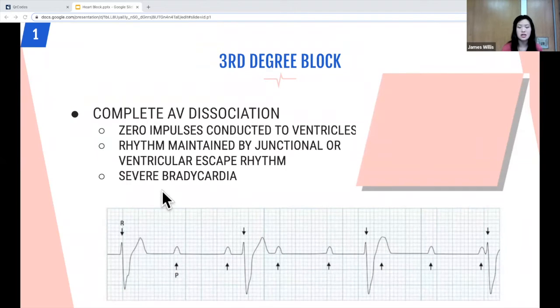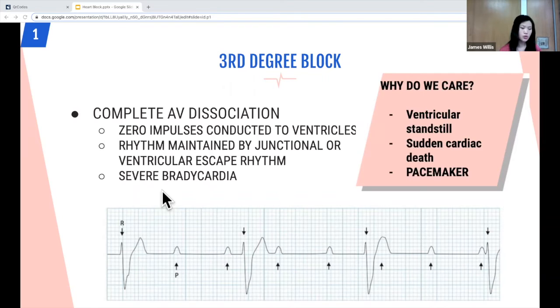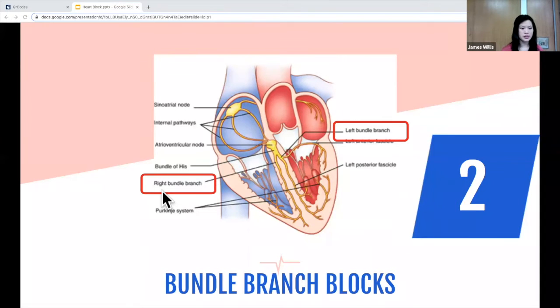Causes of this are usually progressive fatigue of the AV node, inferior MI, septal infarcts, and then again your idiopathic, degenerative disease, fibrosis issues of the heart. We care about this because you have a risk of ventricular standstill, sudden cardiac death, and again, pacemaker. So these guys need to come into the ER, come into the hospital. So that was the easy part.